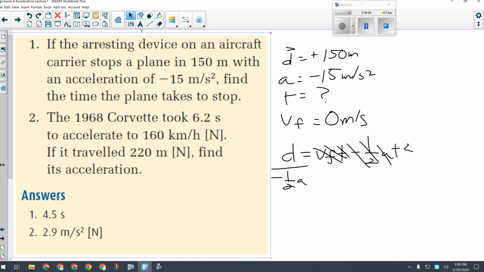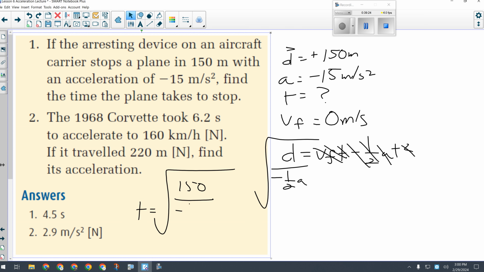And then do what? That solves for T squared. What do I want? T. Just T, so I have to square root. Okay, so I'll do a square root. Now I'm solving for T. So T will be the square root of 150 divided by negative 1/2 times negative 15.